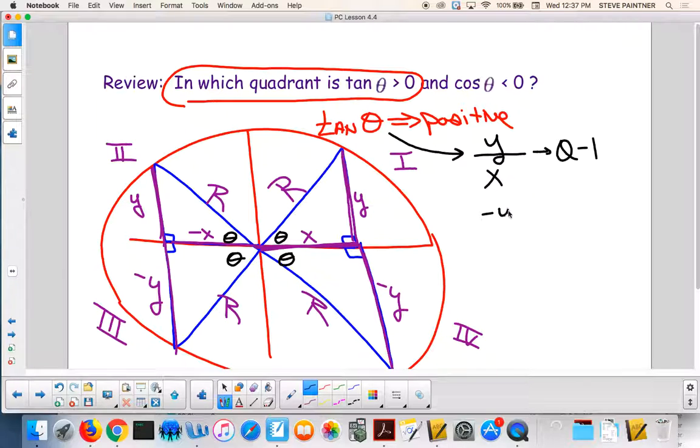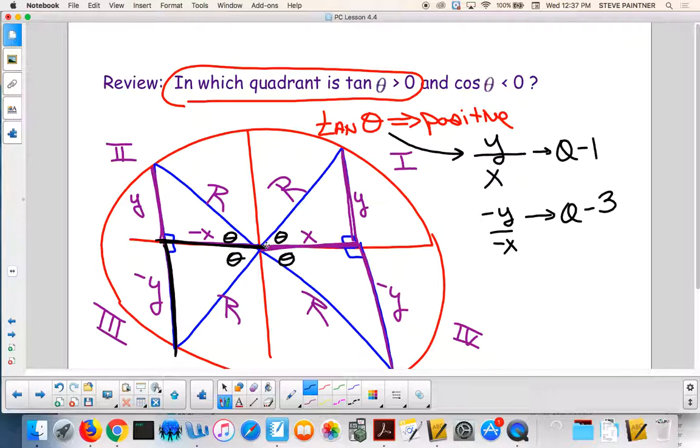Okay, but where else could tangent be positive? Whenever you see this. If you see negative y over negative x, that's positive. This happens in quadrant what? 3. Right here. Here's your opposite. Here's your adjacent, or your y over your x. Negative over a negative is positive. Good? Tangent's positive in quadrants 1 and 3.